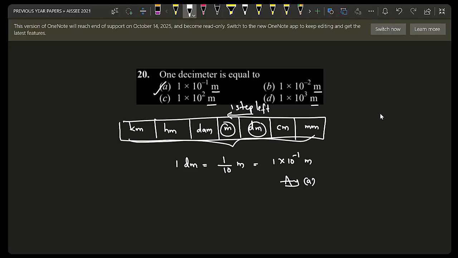Rutvik, do you have any doubt? Sir, why do we do into one? Suppose you are going one step right, it will be 10 power 1. But in this question, we go one step left, no? 10 to the power minus 1. Why are we doing into 1? Because any number multiplied by 1, there is no change. But in the question also, they mentioned 1. That 1 is this one. Okay? Okay, sir.